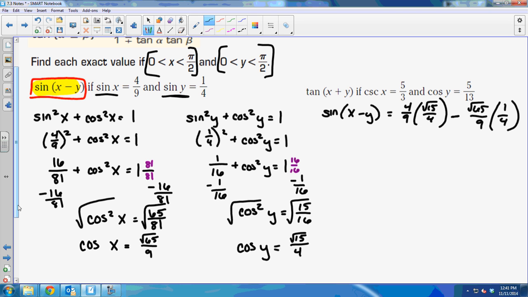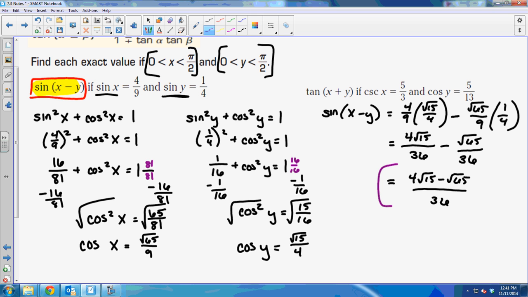So then the last thing you do is just multiply and simplify. You're going to multiply straight across. 4 times the square root of 15 over 4, 9 times 4 is 36. And then the square root of 65 times 1 is the square root of 65, and 9 times 4 is also 36. And then we just put them together. So 4 square roots of 15 minus the square root of 65 over 36. And that's our exact answer. You cannot subtract numbers from the square root. You can multiply them, but you can't subtract them.